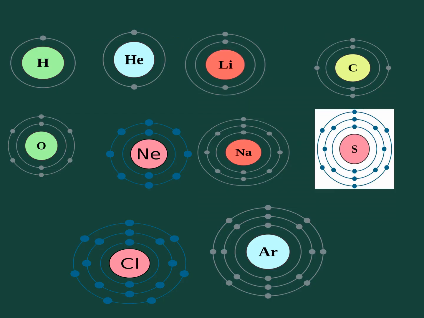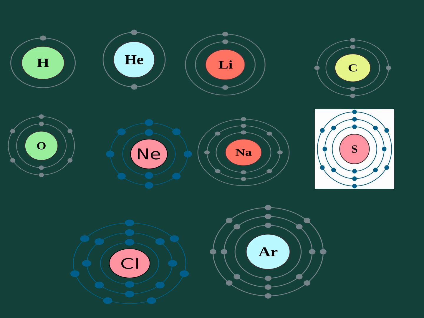Here I have taken a few examples to illustrate the electronic configuration of atoms. You have to understand that atoms are electrically neutral. In the nucleus, protons are present, which are positively charged, and neutrons are present, which are neutral. Surrounding the nucleus, electrons, which are negatively charged, revolve in some fixed orbits. So in an atom, the number of protons is equal to the number of electrons. So an atom is electrically neutral.